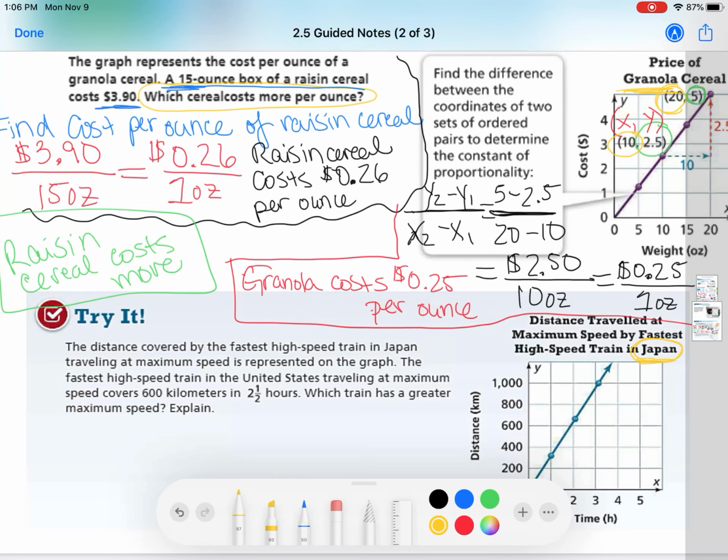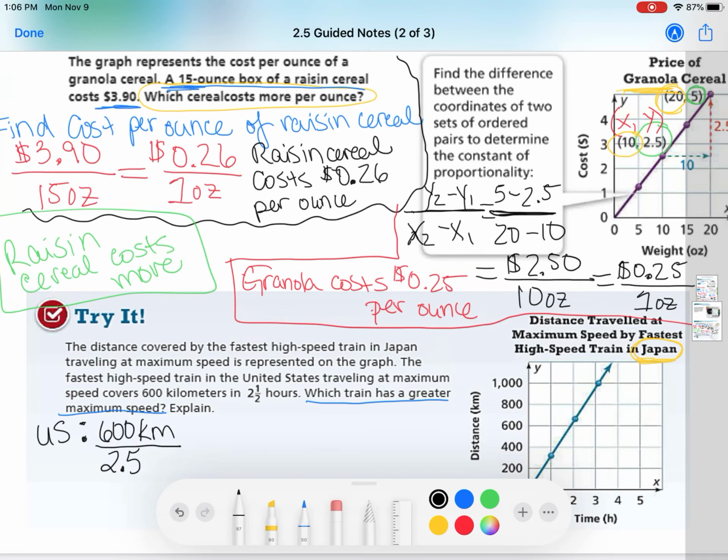The fastest high-speed train in the U.S., traveling at max speed, covers 600 kilometers in 2.5 hours. We want to figure out which train has a greater maximum speed. Let's start with the U.S. first. So over here, I'm just going to say U.S. and put a colon. So here's what we know about the U.S. It covers 600 kilometers for every 2.5 hours.